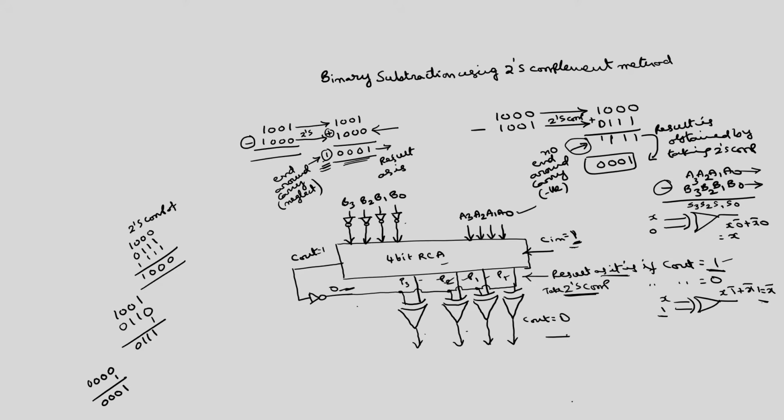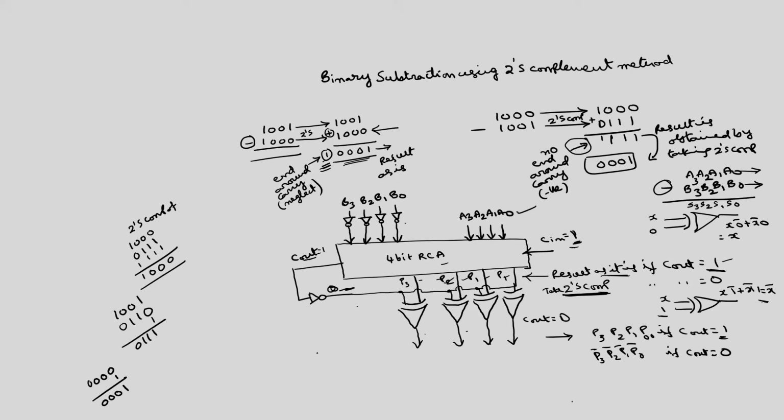So, the output here will be P3, P2, P1, P0 if C out is equal to 1, because if C out is equal to 1, this is 0. The other input is 0, so the same P3, P2, P1, P0 will be the output, and if C out is 0, this will be P3 bar, P2 bar, P1 bar, P0 bar. But how to get the result? You have to take the 2's complement. This is only the 1's complement.